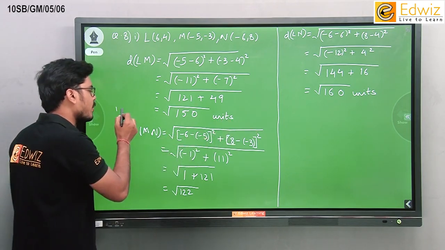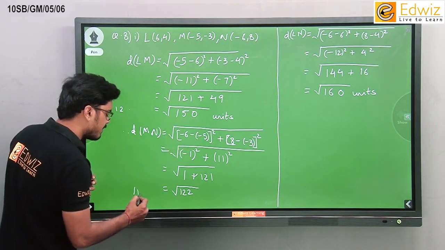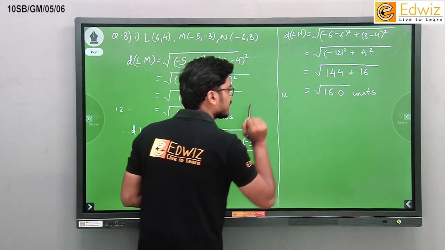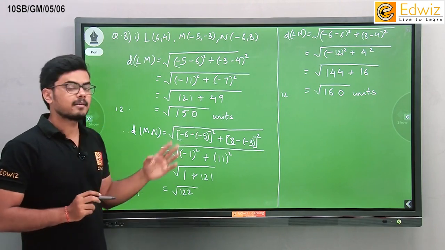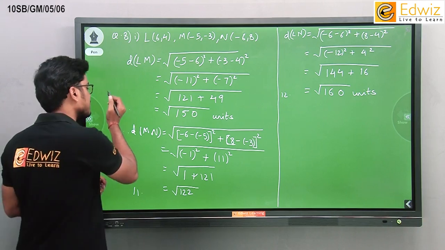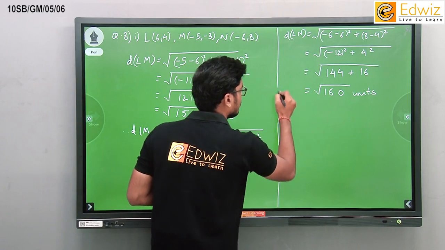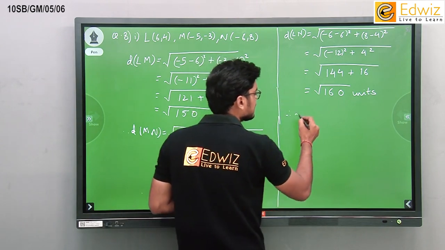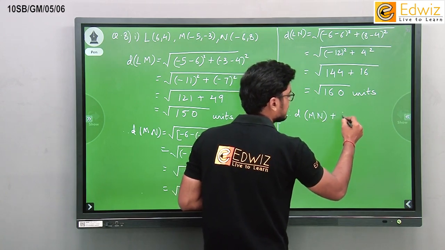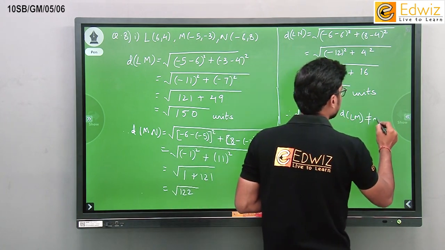See, this is 12 point something, near 144. This is 11 point something, near 121, and this is 12 point something again. Okay, if we look at all three, there is no possibility that two distances add up to give the third distance. That means these points are all non-collinear. So therefore we'll write down distance MN plus distance LM is not equal to distance LN.